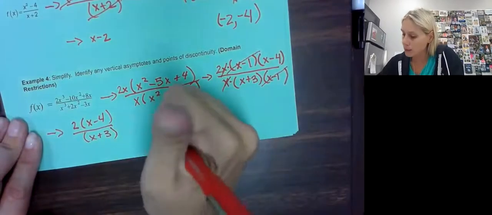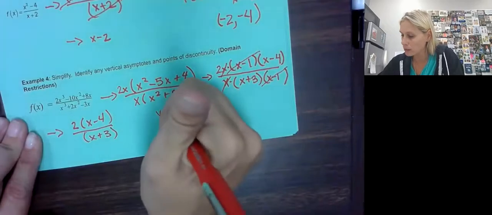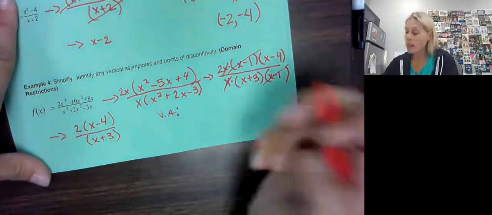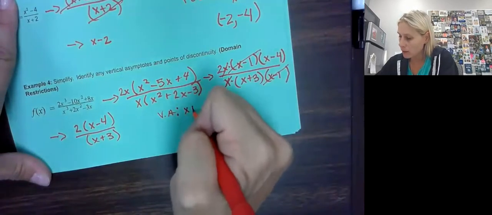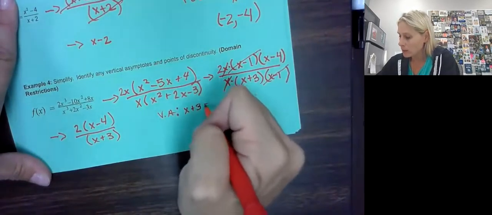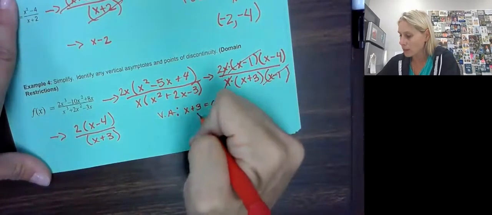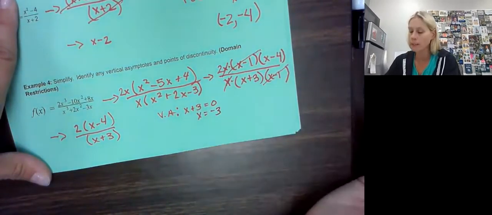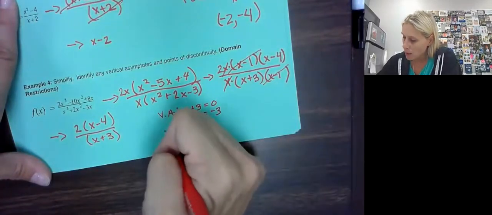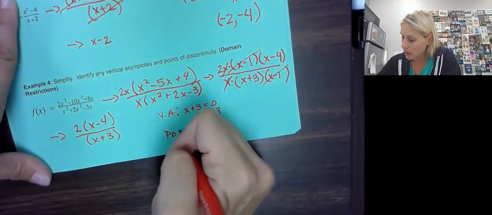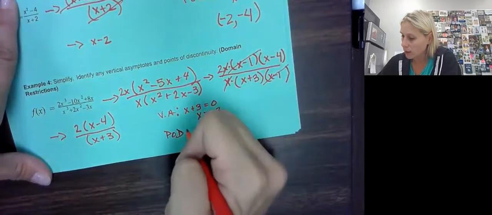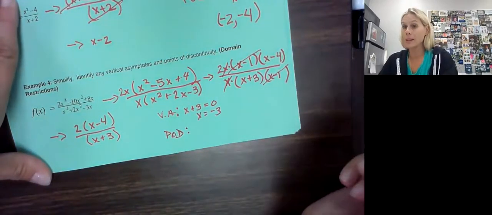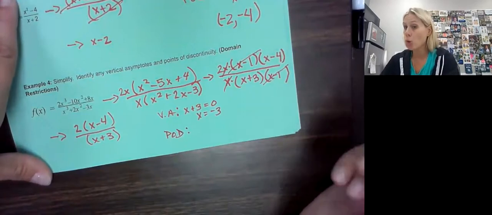Okay, let's talk about a vertical asymptote. What's in the denominator? Set that equal to 0 and solve. So x equals -3. We have a vertical asymptote at -3. Our point of discontinuity comes from what we crossed out. If you look, guys, we crossed off 2 things, which means we have 2 holes.